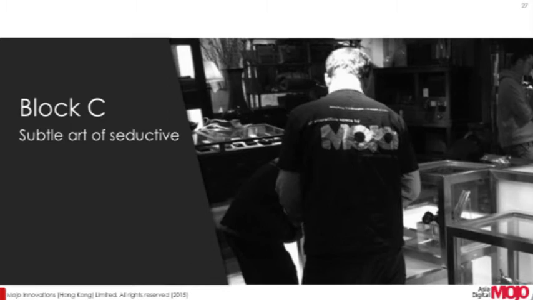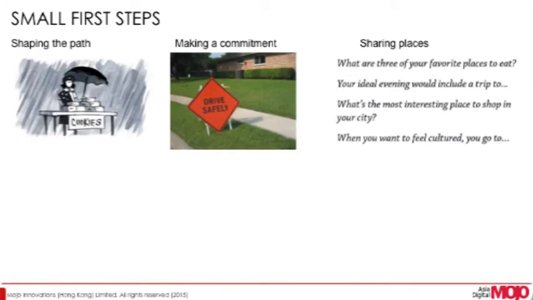Okay, let's move to the subtle art of seduction. Here are many small first steps you can take to increase seductive interactions. For example, shaping the path. By giving people a small map and guiding them to a certain room, you provide a path and guidance for the user to get involved in.